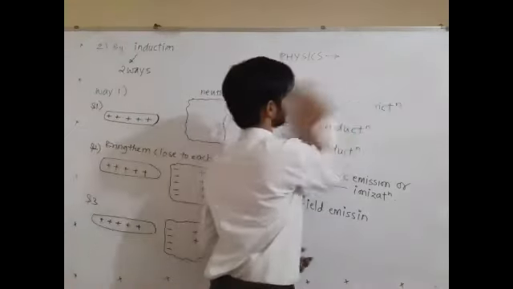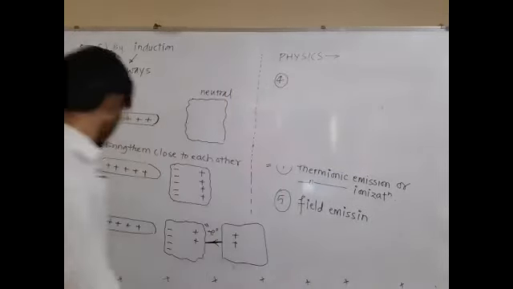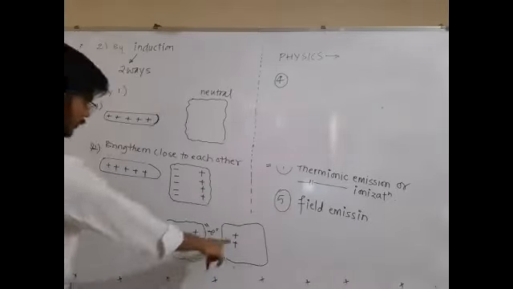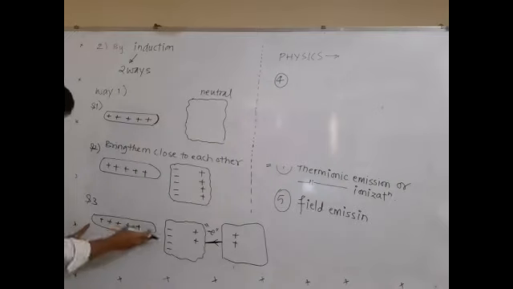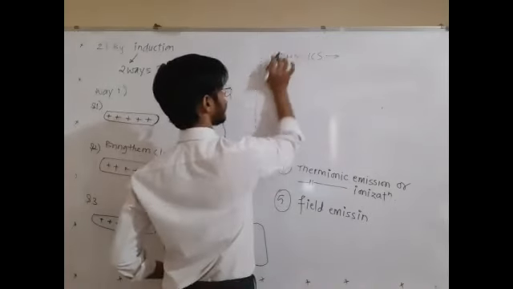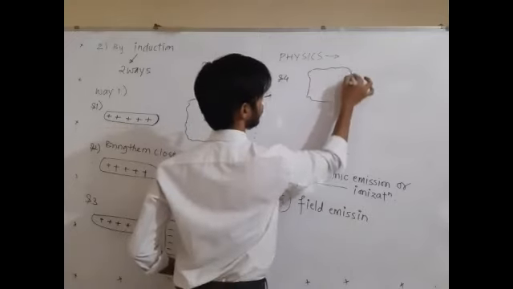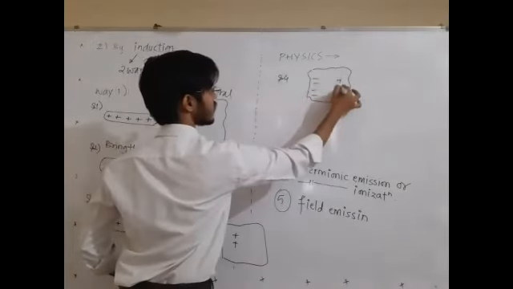Let me write it here. Step number 4. Step number 4 is, after the transfer of charges, cut this. After the transfer of charges, cut this and bring this positively charged object away. Make this positively charged object go away a little farther. Cut this conductor. Then what will happen? In step number 4, you will be having an object having these many negative charges and positive charges like this.